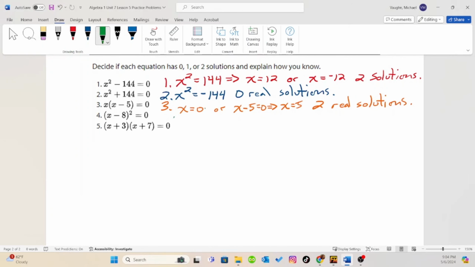Number 4. Here we have (x minus 8) squared equals 0. This is just x minus 8 times x minus 8 equals 0, which means we only have one factor. We just have that one factor twice. So x minus 8 would need to be 0. And if we add 8 to both sides, we find out x equals 8, and we have one real solution.